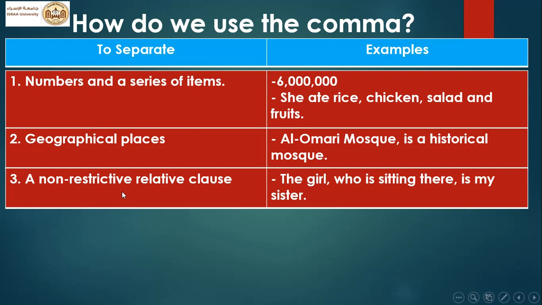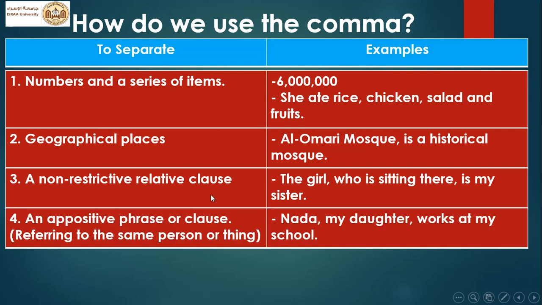A non-restrictive relative clause. When you see the word relative, it means that you are going to use what? You are going to use the relative words like who, whom, which, that. Look at the example. The girl, comma, who is sitting there, comma, is my sister. Who is sitting there? This is a non-restrictive relative clause. They are separated from the previous words and the following words with commas.